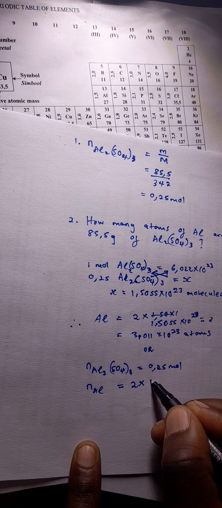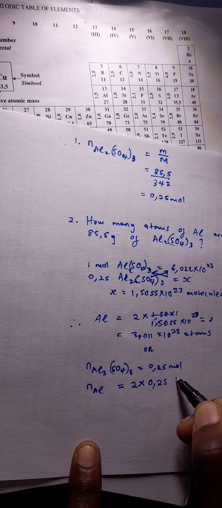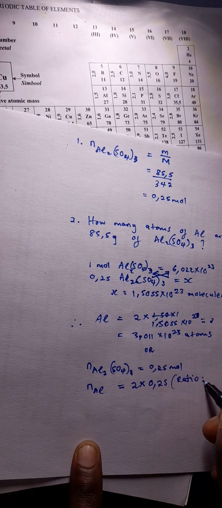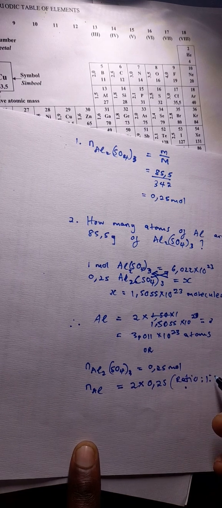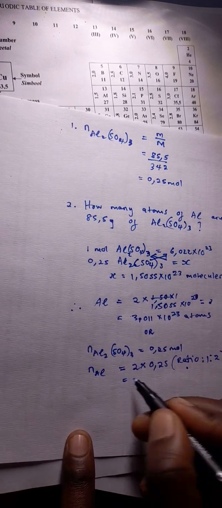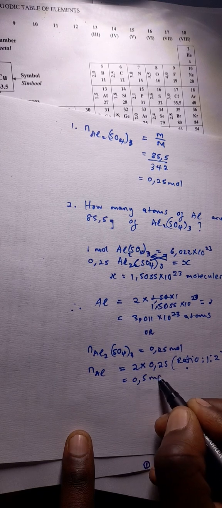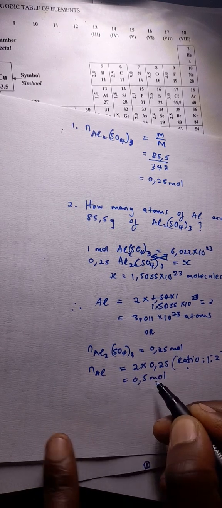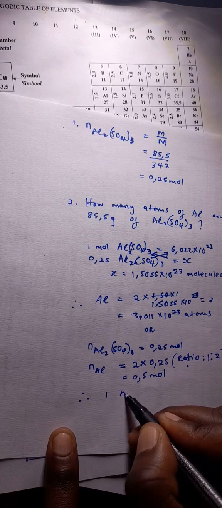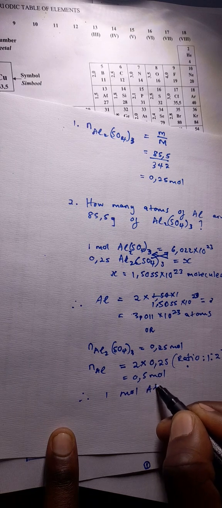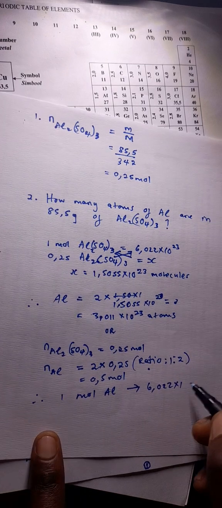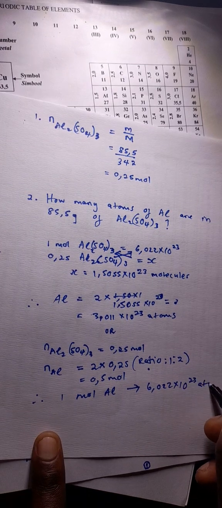It's going to give you 0.25, ratio is 1:2. You don't have to write this, just for interest's sake. And therefore you are going to get 0.5 mole. This is the number of moles of aluminium. Therefore we are looking for the atoms of aluminium. We know 1 mole of aluminium will give us 6.022 times 10 to exponent 23 atoms.